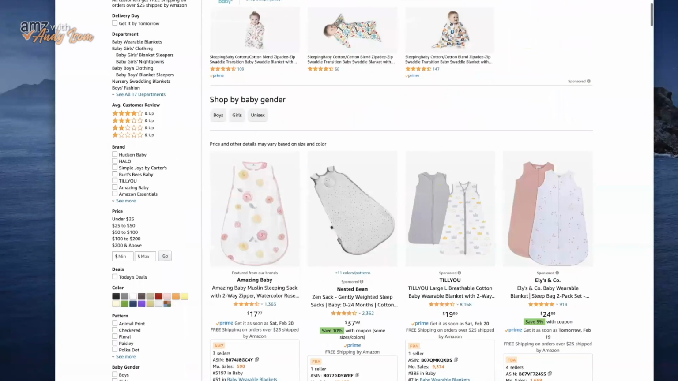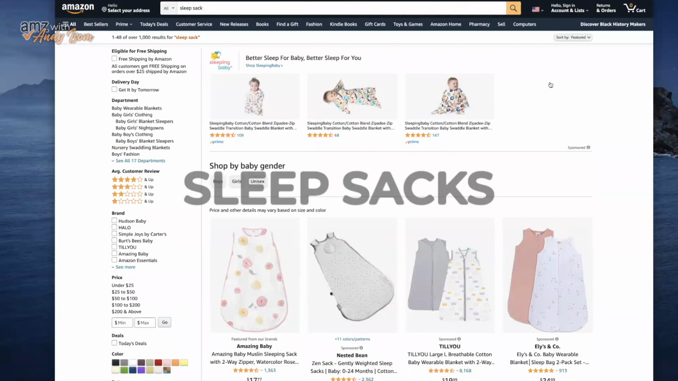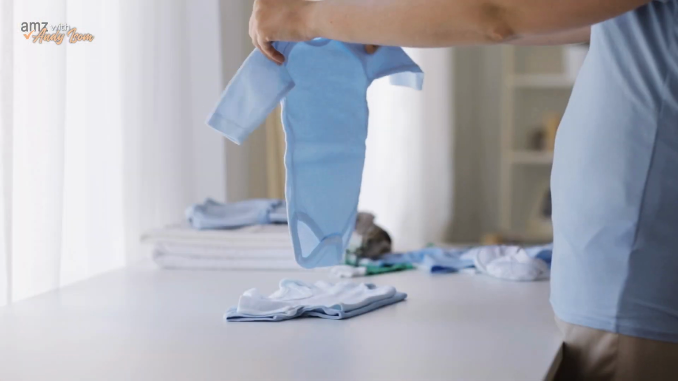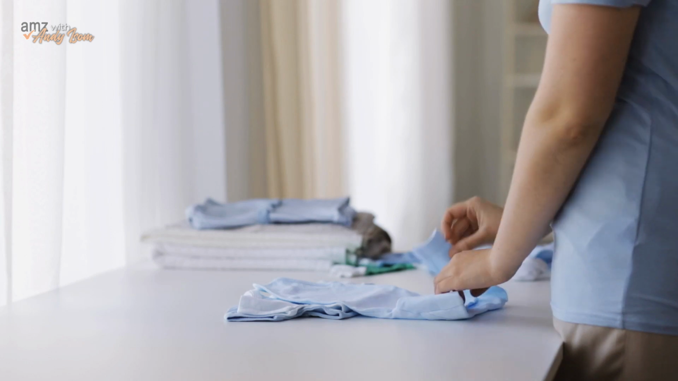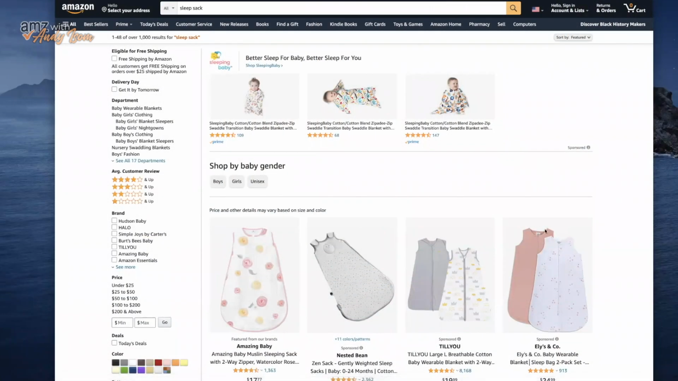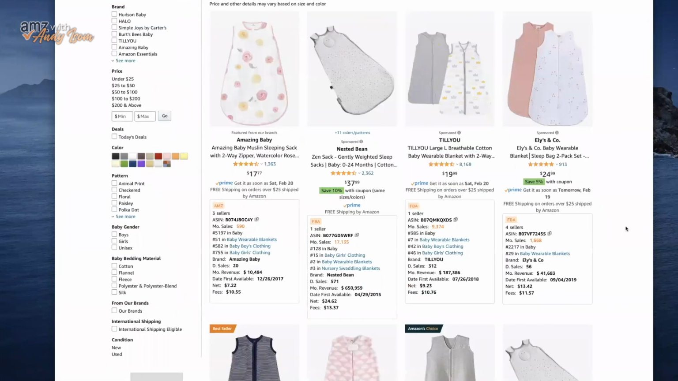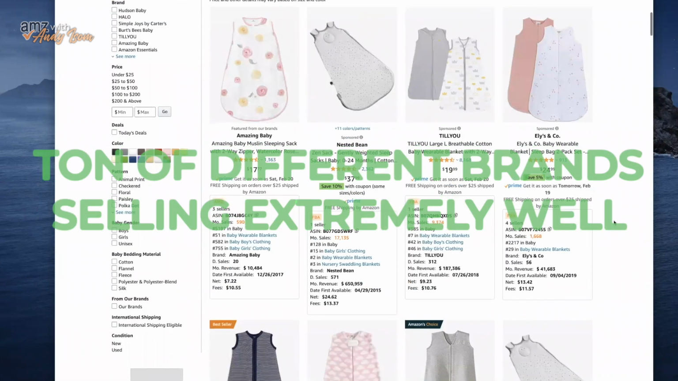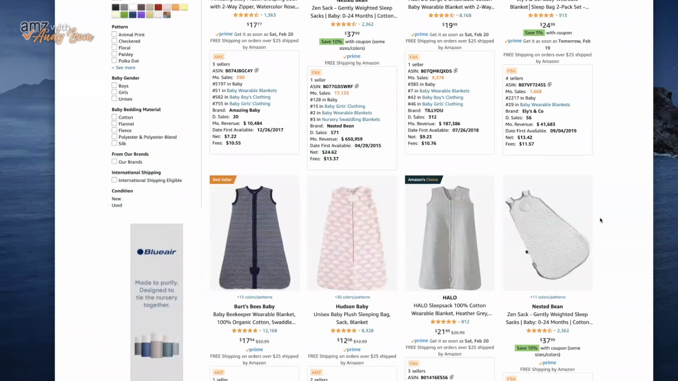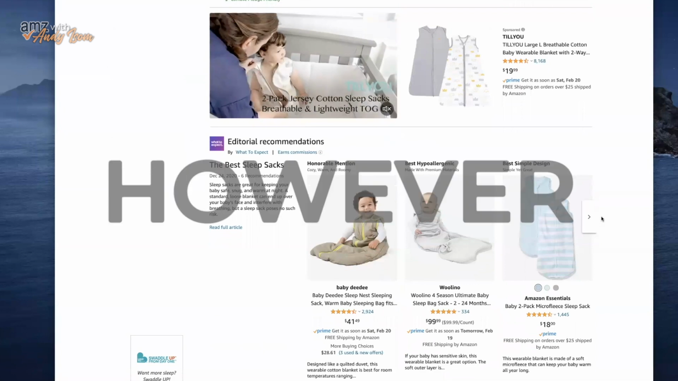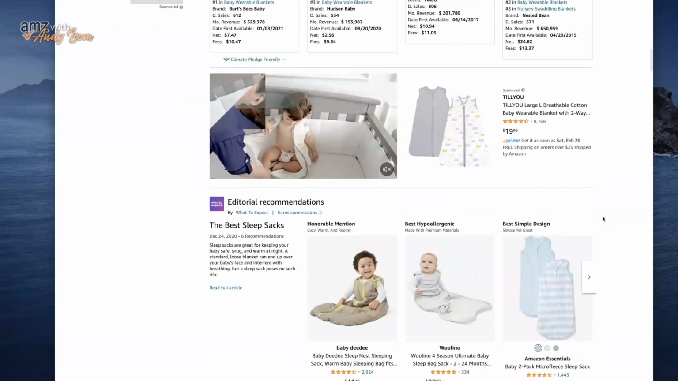I'm going to find a random product here. So I am looking at sleep sacks. So let's just pretend you wanted to start a brand around baby clothing, something like that. And the first product that you're kind of targeting or looking at are sleep sacks. Now, sleep sacks sell extremely well on Amazon. And the nice thing about sleep sacks is that there's a ton of different brands selling extremely well. So it's a great place that you could just come in as a new brand and find a way to get some sales. However, you do need to be very, very aware of the market.